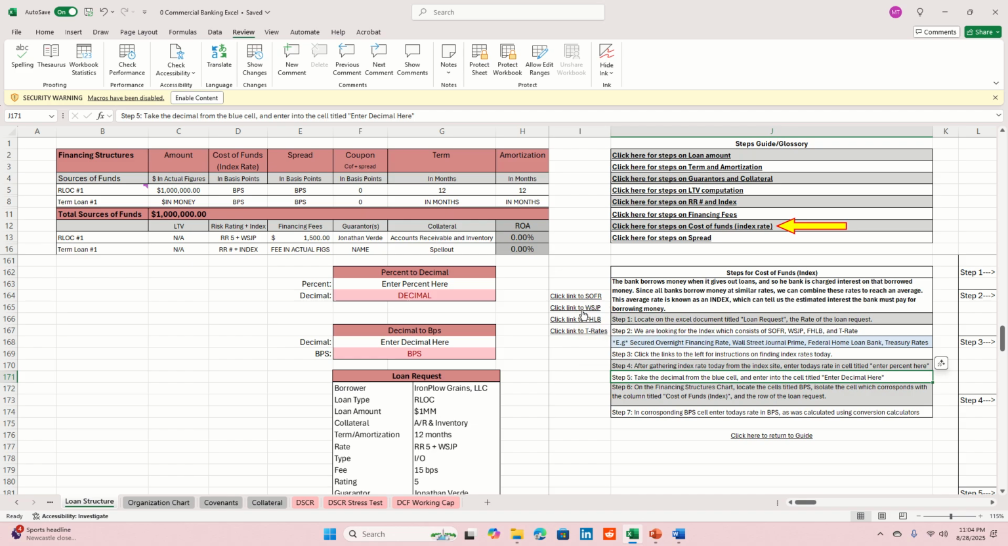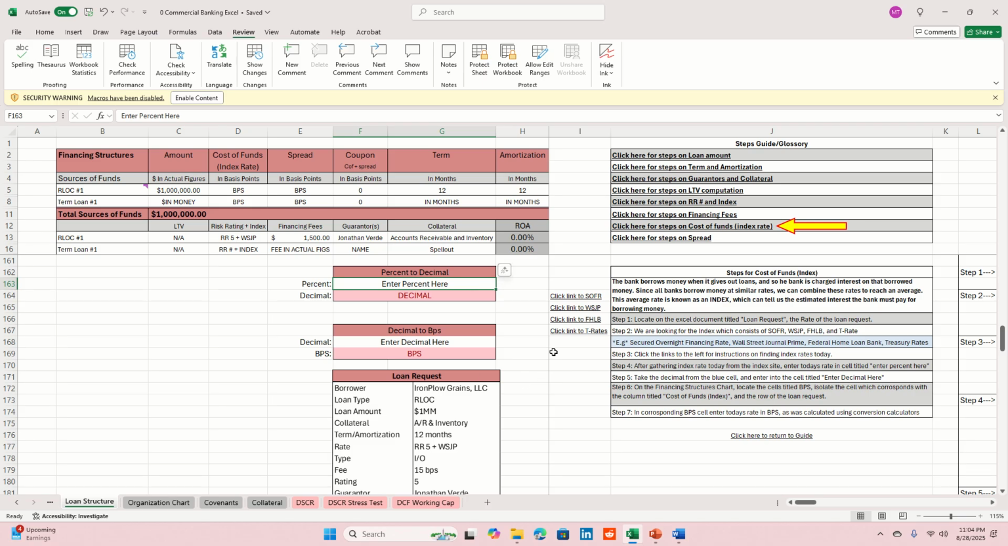Wall Street Journal Prime is determined by the Federal Reserve. They just find out what rates look like. Federal Home Loan Bank, Treasury rates, and all those different things, all those good things. So anyways, we have our percent here.